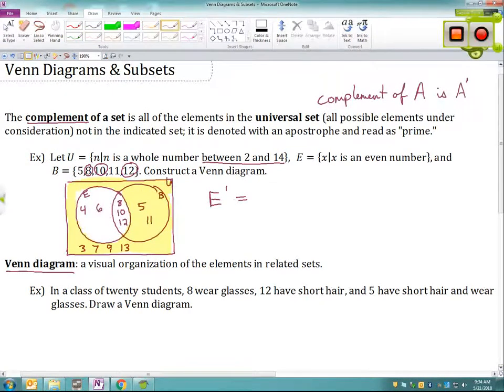So I'm not using 4, 6, 8, 10, and 12, but everything else I do include in the set of E prime. So that's going to be 3, 5, 7, 9, 11, and 13. Now, we knew that E was the even numbers between 2 and 14, and so E prime would have to be all of the odd numbers.